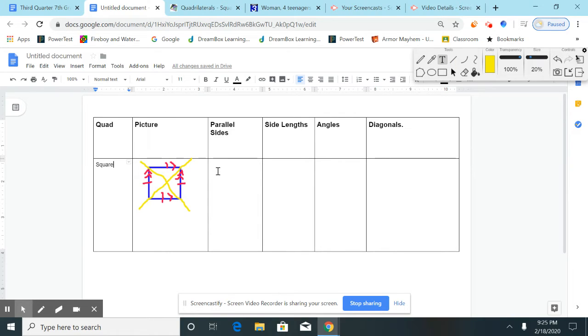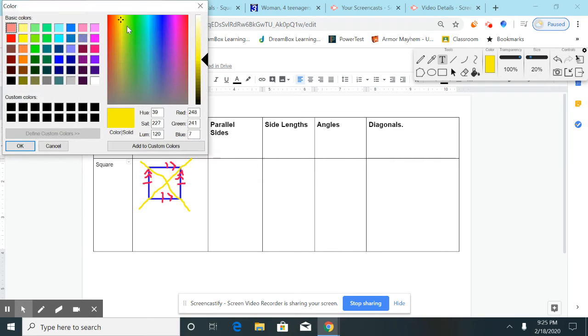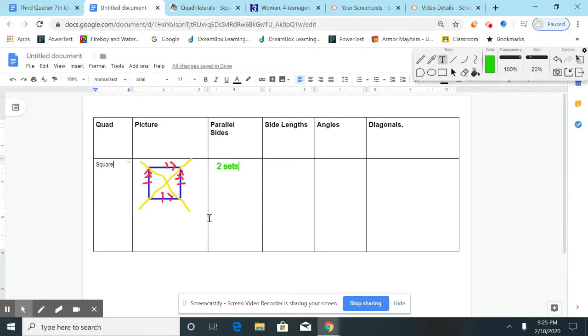So parallel sides on the square, two pairs of parallel sides, because top and bottom go on forever and never touch, left and right go on forever and never touch. So this should be two sets. Side lengths, all equal. All four sides are equal because it is a square. All angles are also equal. So all equal. You can add right here.